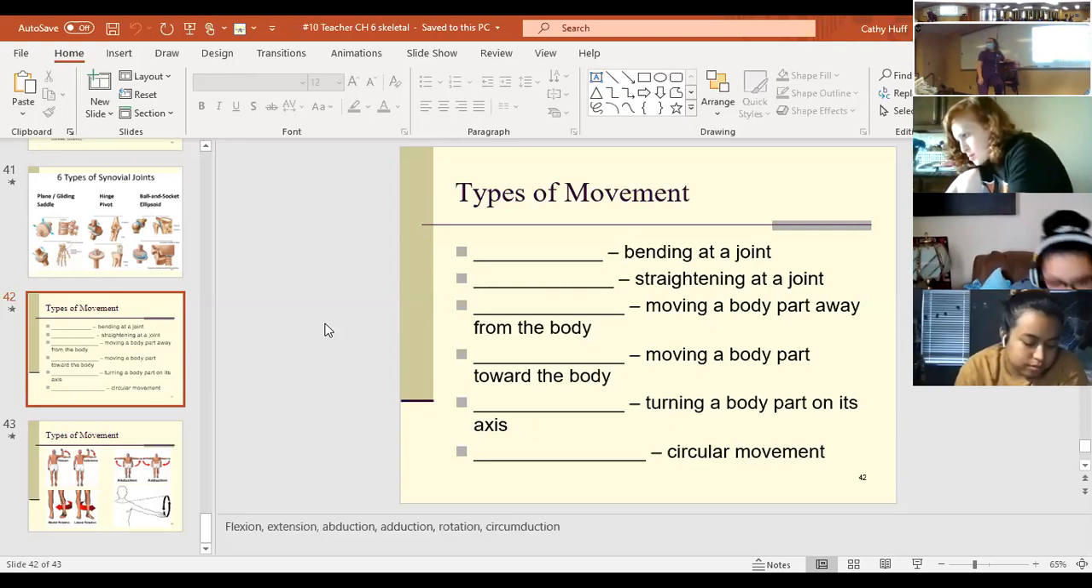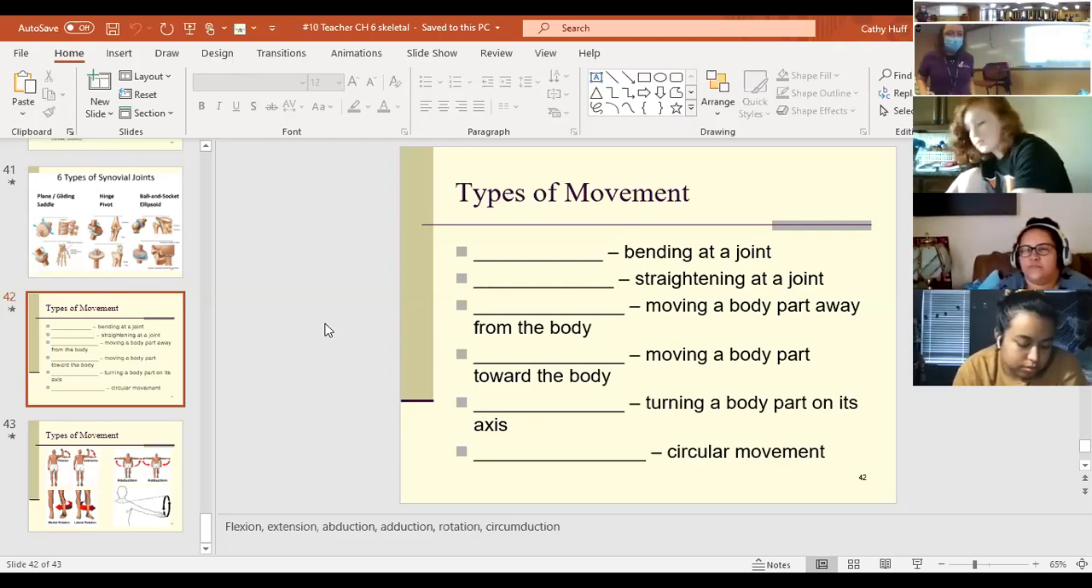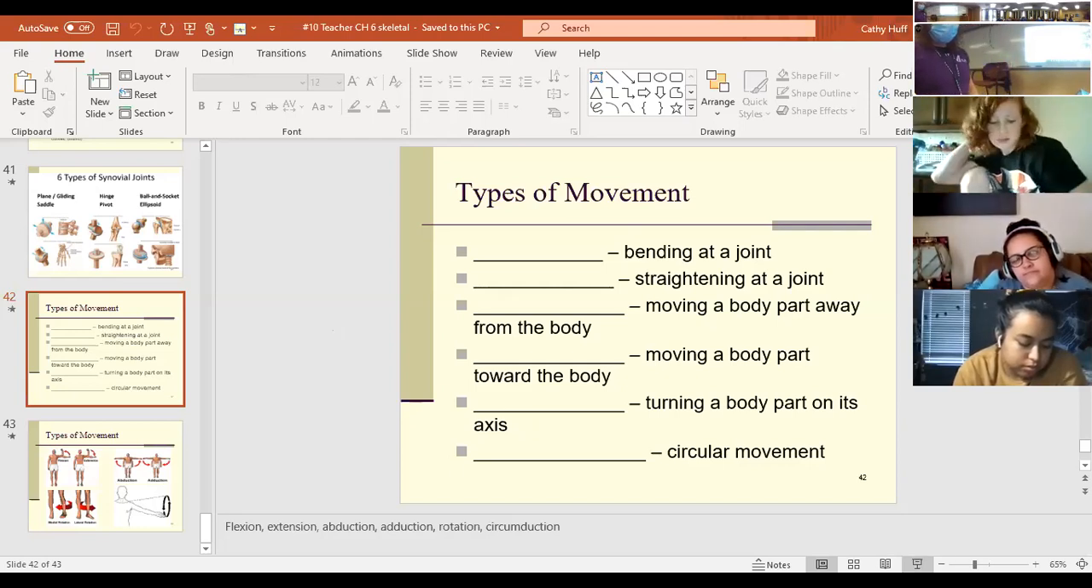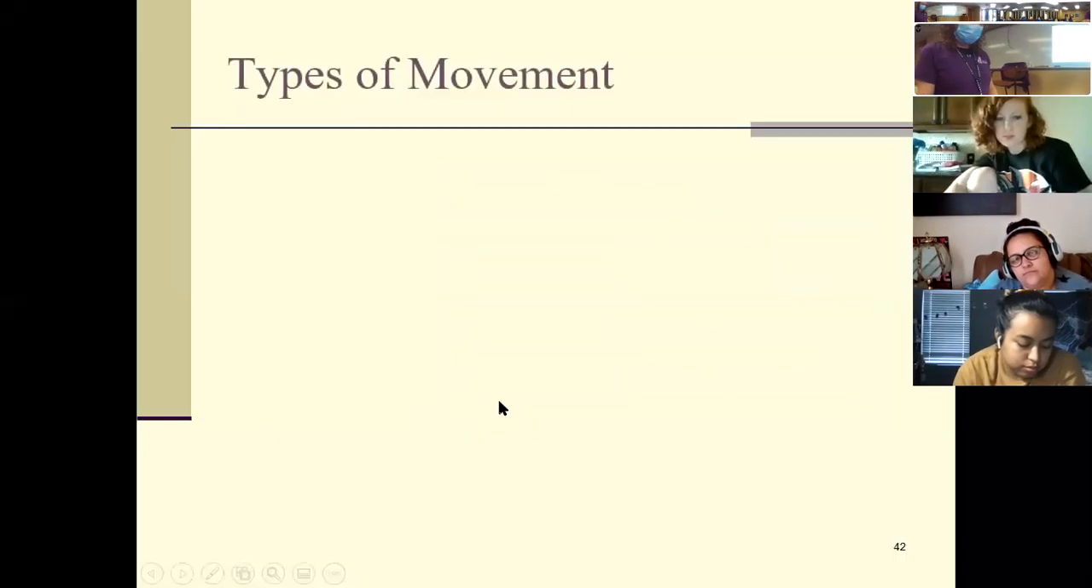Abduction and adduction. Abduction means to move away from the body. Adduction, towards. Did Ms. Rivera teach you the AD trick to ab and add? Oh, then I will show you a trick of ab and add to help remember. I gotta do this so that I have my.